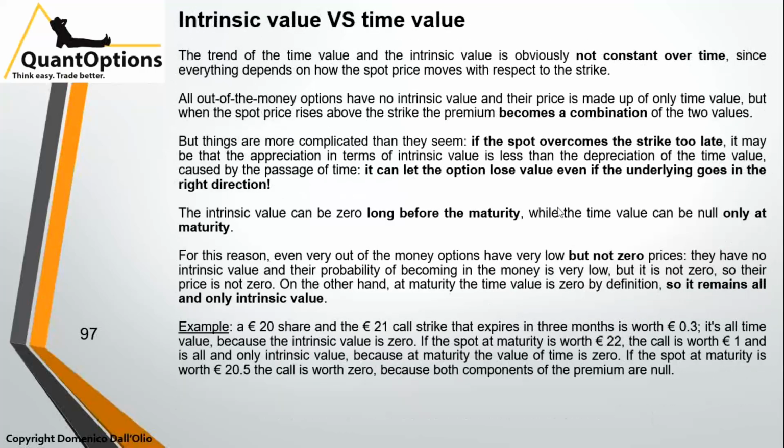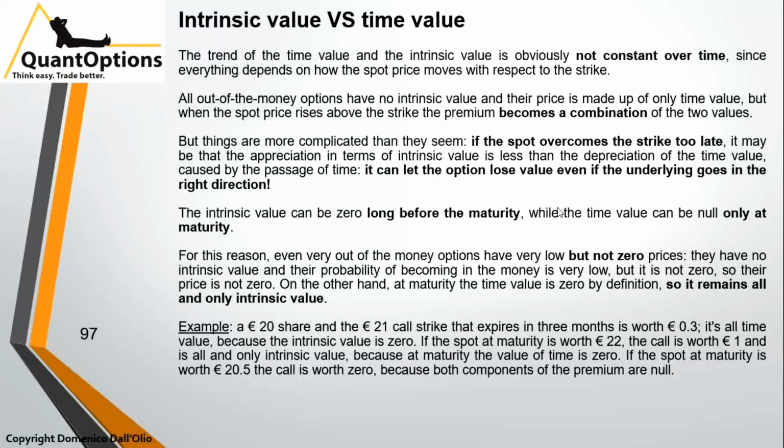So once again, if you are a buyer of an option, it could paradoxically happen that you're right about what happens to the underlying, and still you lose money because the movement in the underlying is not enough to cover the expense you suffered to buy the option. The intrinsic value can be zero long before the maturity, while the time value can be null only at maturity. For this reason, even very out-of-the-money options have very low but not zero prices.